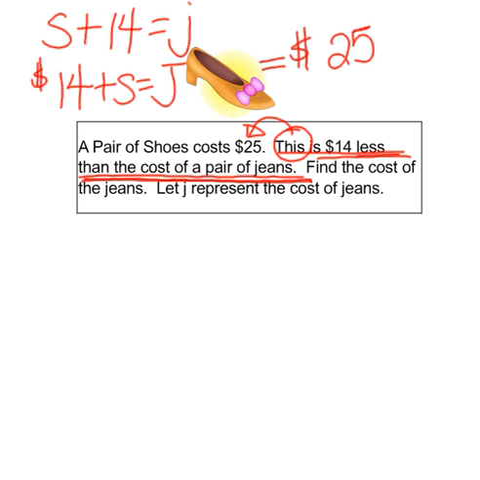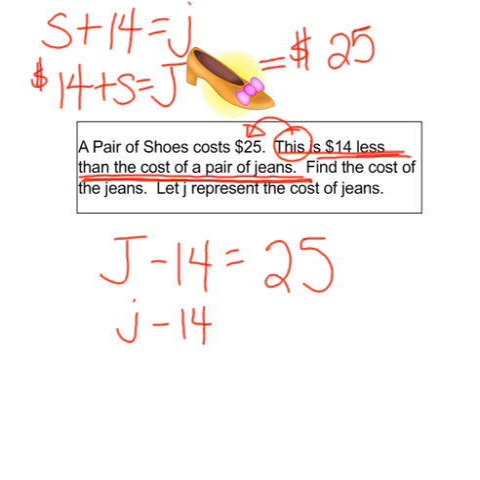Alright, so let J represent the cost of the jeans. I've already made two different types of equations. And another thing I could do is say if I have the cost of the jeans minus $14, I get the cost of the shoes. So in this problem, it looks like they might be looking for J minus $14 equals the cost of the shoes. Alright, so that's one way to write the equation.